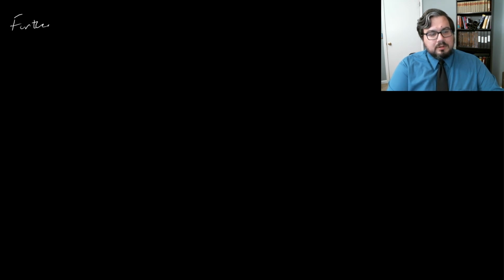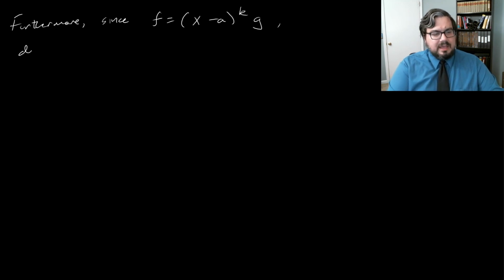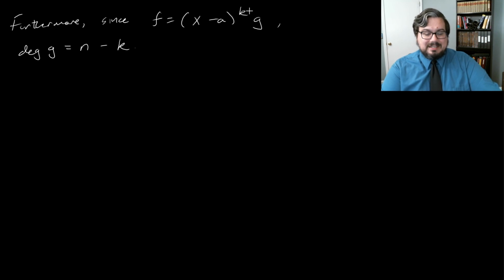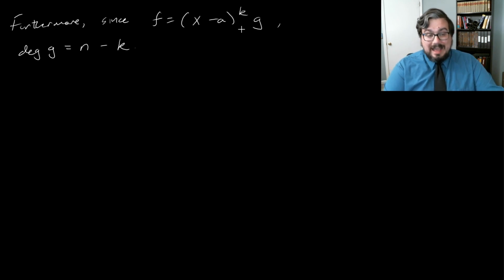Furthermore, since we have this relationship f is equal to (x minus a) to the k times g, we have that the degree of g is equal to n, which is the degree of f, minus k, which is the degree of (x minus a) to the kth power. The degree of both sides of this equation has to be n, but the (x minus a) to the kth takes up k of those degrees, and so g has to have the remainder, n minus k.